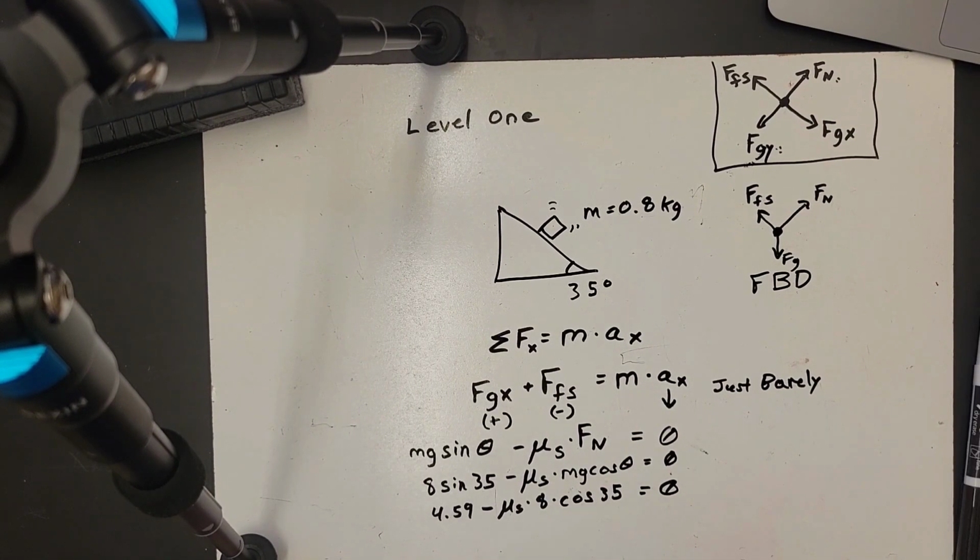All right, well, cosine of 35 is 0.819, and that times 8 is 6.55. So I got 4.59 minus coefficient of static friction times 6.55 equals 0. Oh, hey, lunch is over. And now I just got to solve for the coefficient of static friction.